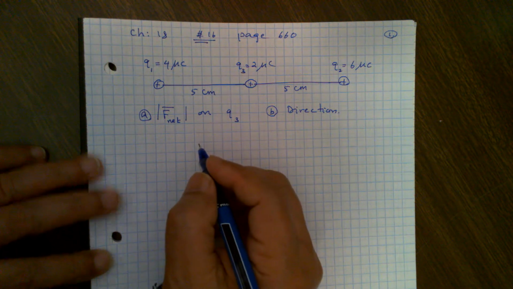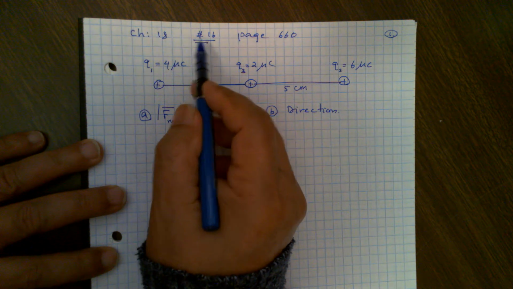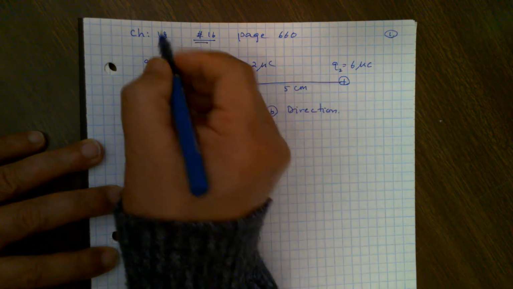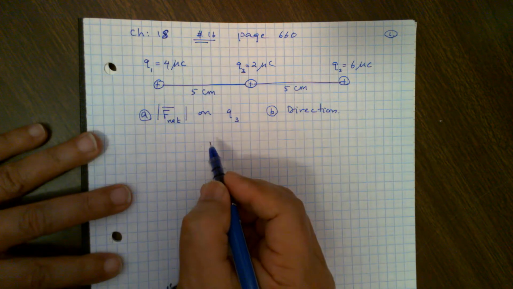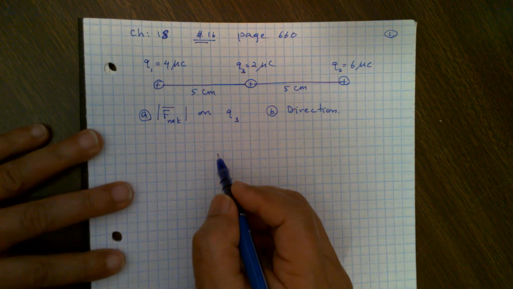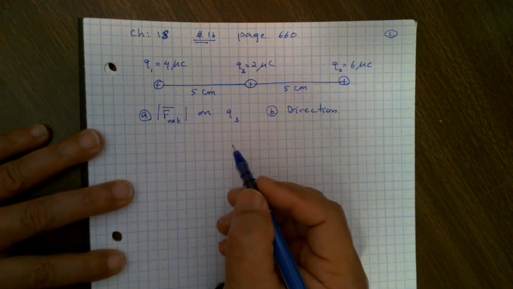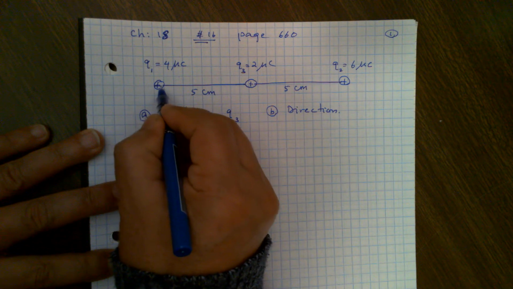Okay, so now we are going to do problem number 16, chapter 18, page 660. All right, so I'm going to do a few problems for you guys so that you will know some of the harder problems. Now, the question is, there are three charges.